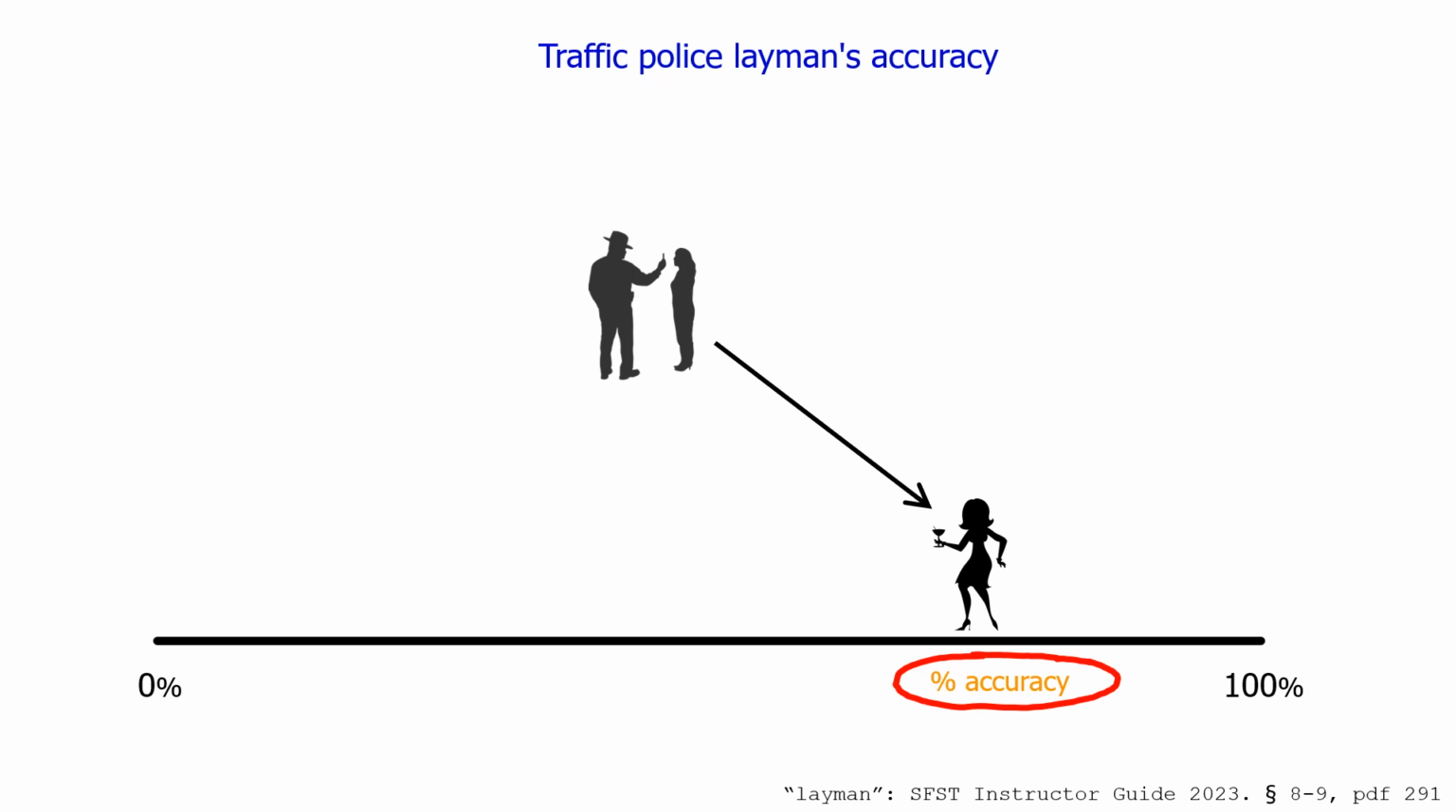In this picture, the officer administers a sobriety test. The driver fails. The test says she is impaired. Maybe she is, maybe she isn't. No test is perfect. The percent chance that this result is correct, that she's impaired, is given by the accuracy of the test. In the picture, that puts her on the scale between 0% and 100%, right at the point accuracy percent. The SFST training manual describes this as a layman level of understanding. Yes, it is.